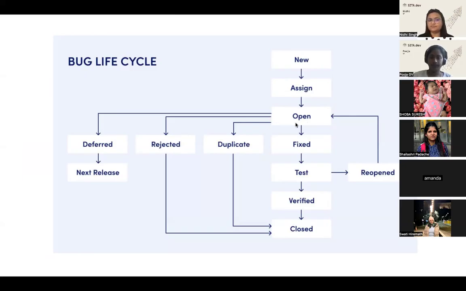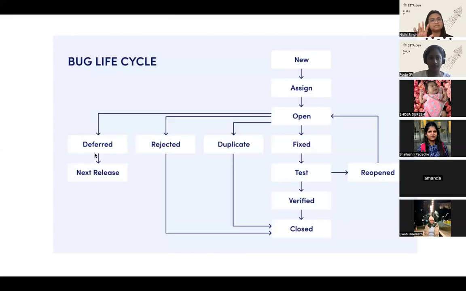First, the developer will analyze whether the bug is a duplicate or not. If he finds the bug is a duplicate, he'll mark the status of the bug as duplicate, and the bug is finally closed. If we find the bug is really a bug, but it can be resolved in the next cycle, in that case the status of the bug will be deferred.